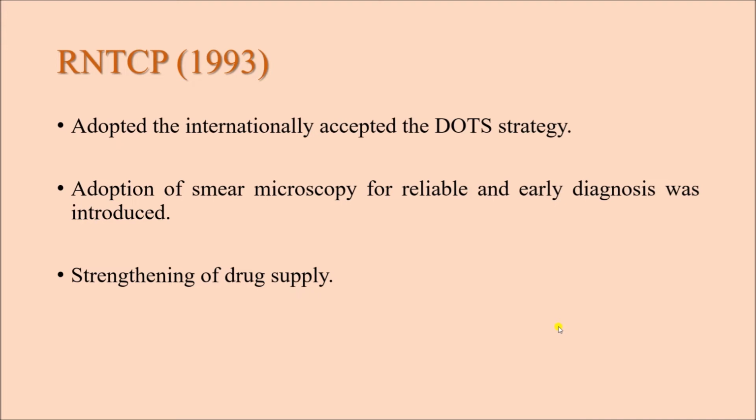Then in the year 1993, RNTCP came into act. What is RNTCP? Revised National Tuberculosis Control Program. It adopted the internationally accepted DOT strategy. So what is DOT strategy? Directly observed treatment, short course chemotherapy. We shall discuss it in detail later. It also adopted smear microscopy as the gold standard test for diagnosis and strengthening of the drug supply. So RNTCP also tried to ensure that drug supply is uninterrupted. That means all patients must receive their drugs so that they do not have to discontinue taking the medication because there is no supply of drug.